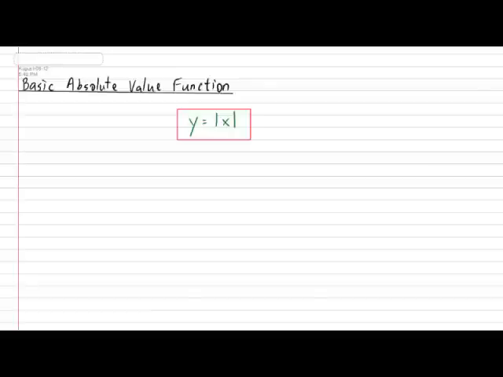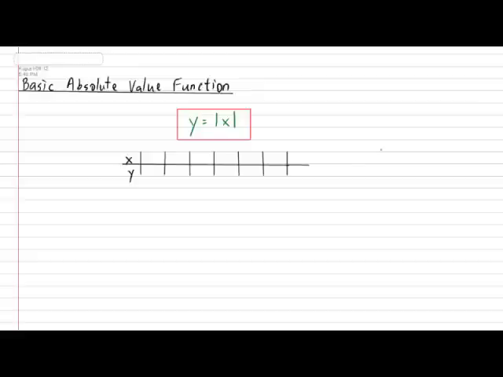So, I would like you to prepare a table of values that looks something like this. So, please pause the video and draw it now. All right, let's take a look at what y values we get for some given x values.